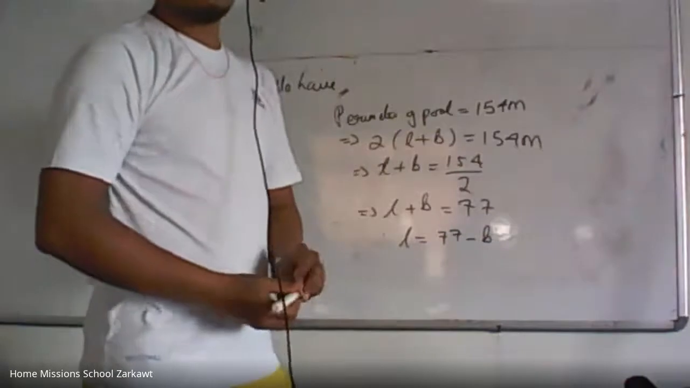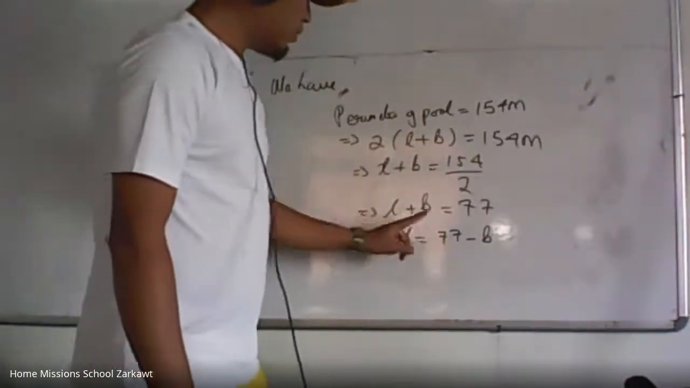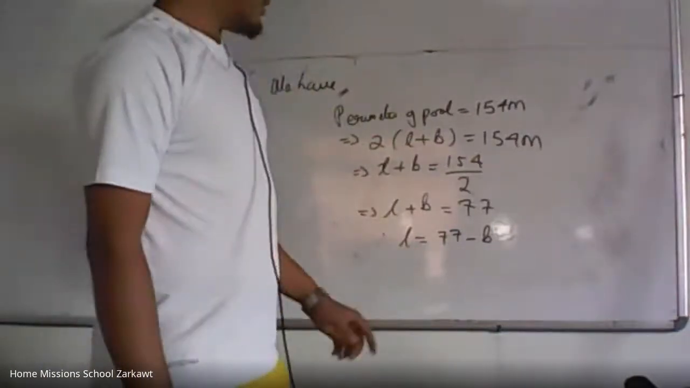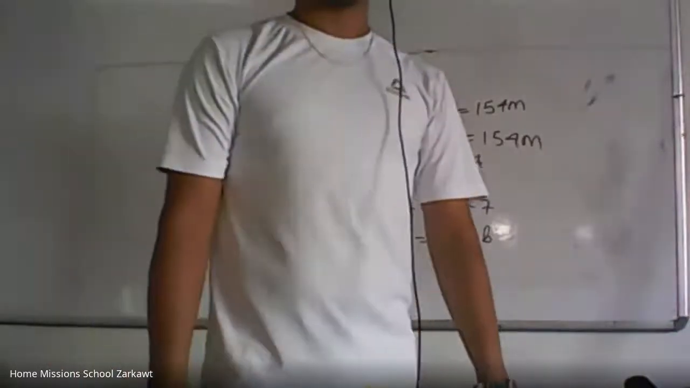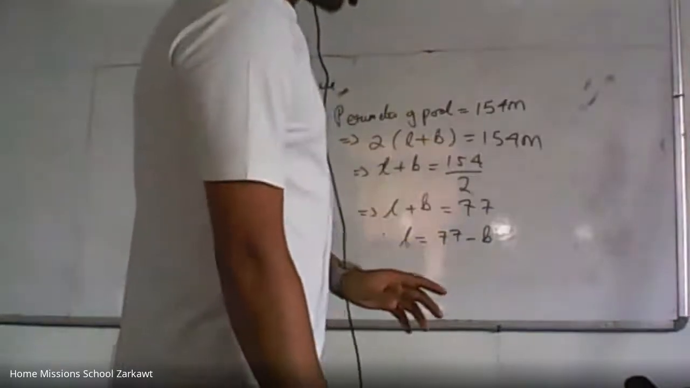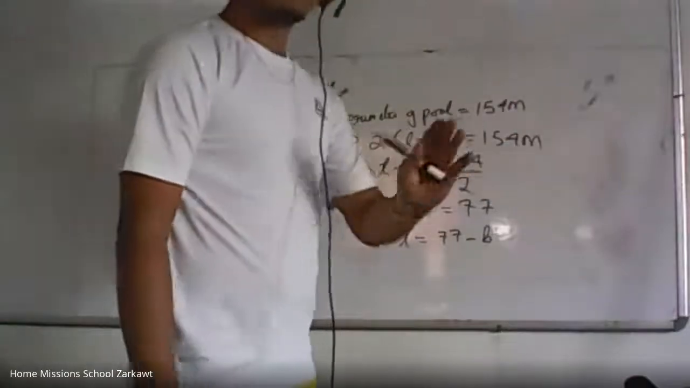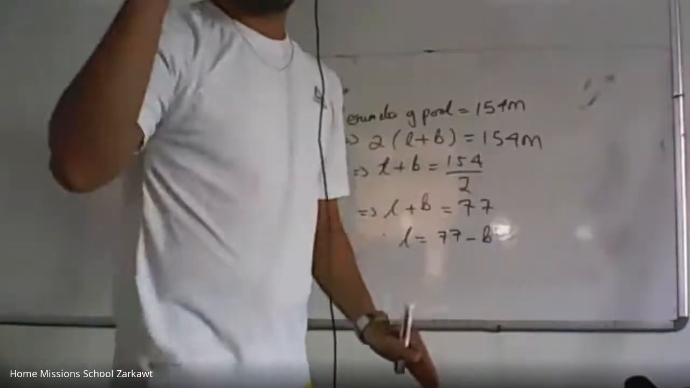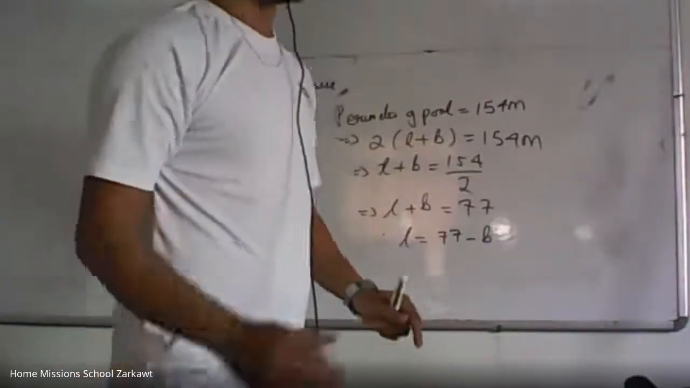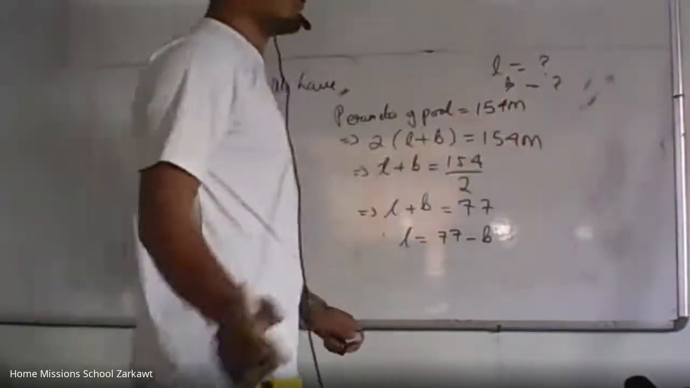Now we have L in terms of B. The question asks: what are the length and breadth of the pool? So L equals the question, B equals the question.